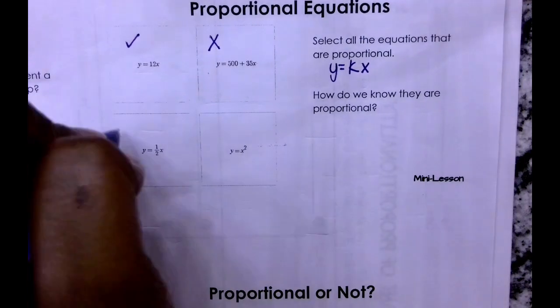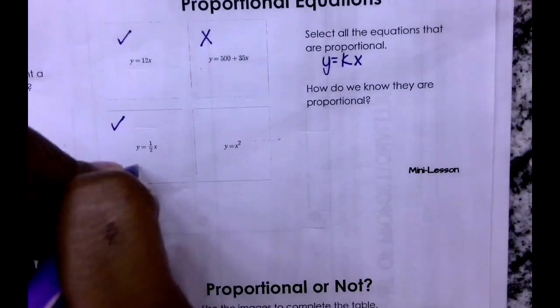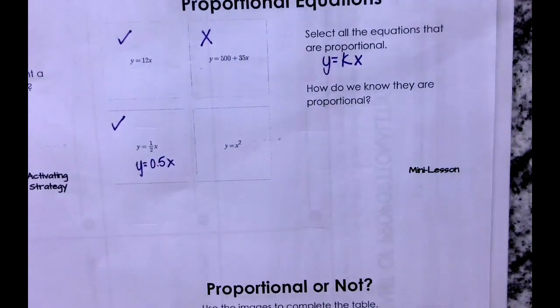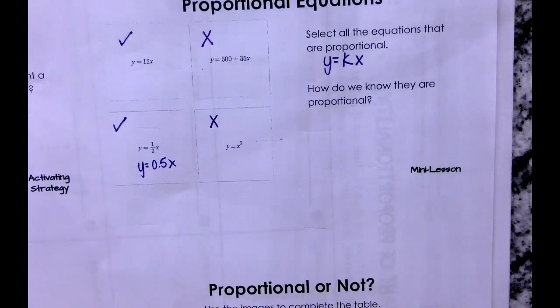This one actually is proportional. I know sometimes we want to say it's not because it's in fraction form, but it is written in y equals kx. It just means your constant, or your thing that's keeping it proportional, is 1/2. Another way you could write it, if you didn't want it in fraction form, is as a decimal, and your constant would be 0.5. However, this last one is not proportional because it has that exponent, or that to the second power, or squared, and that is not in the form y equals kx.